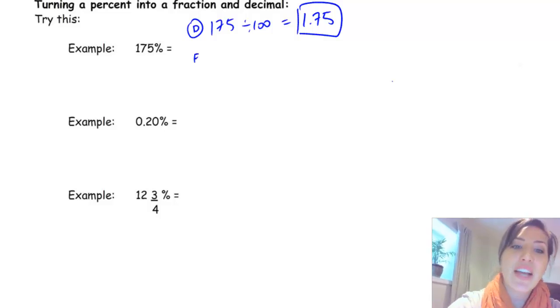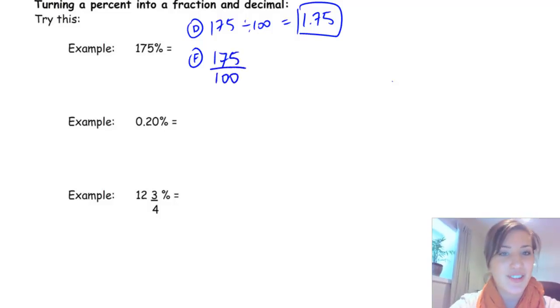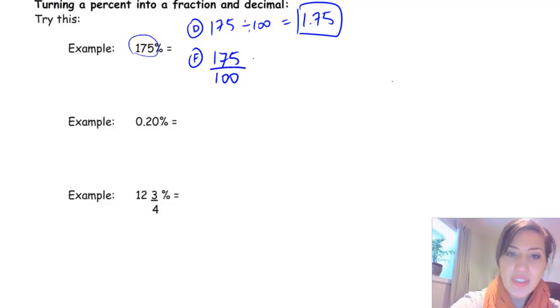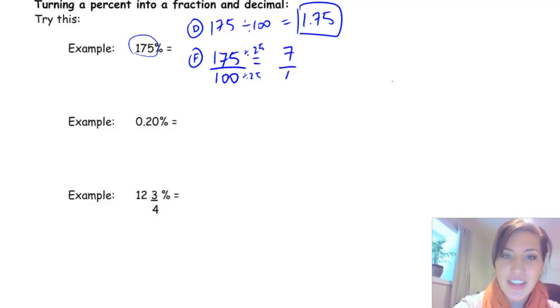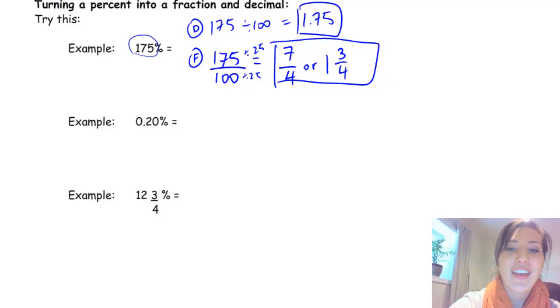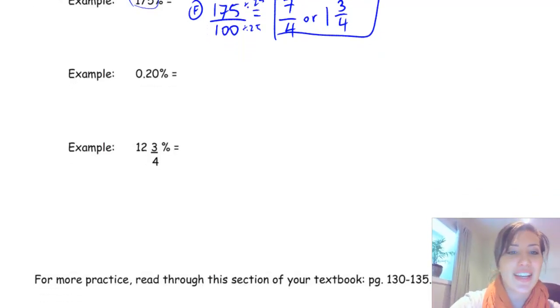Now as a fraction, we could show 175 over 100. So it's just the percent value over 100. And can this be reduced? Yes, it can. They can both be divided by 25. And that gives us 7 over 4, or you could represent this as a mixed number, 1 3/4. All right, let's try the next one.